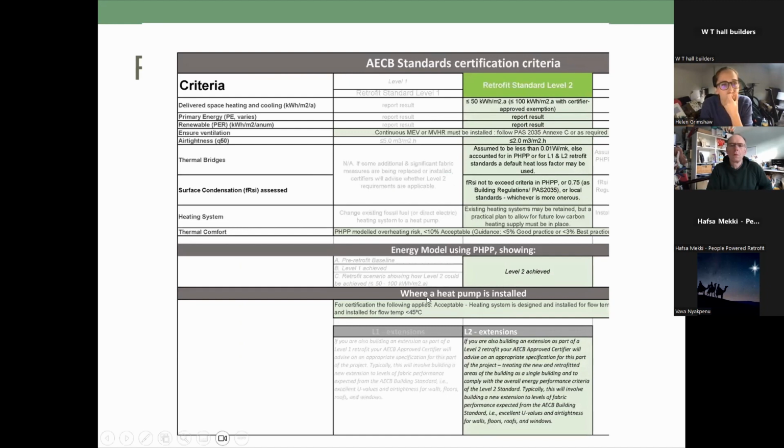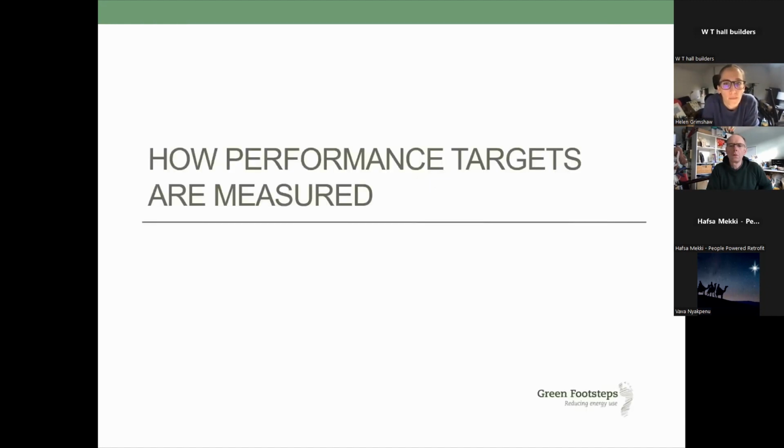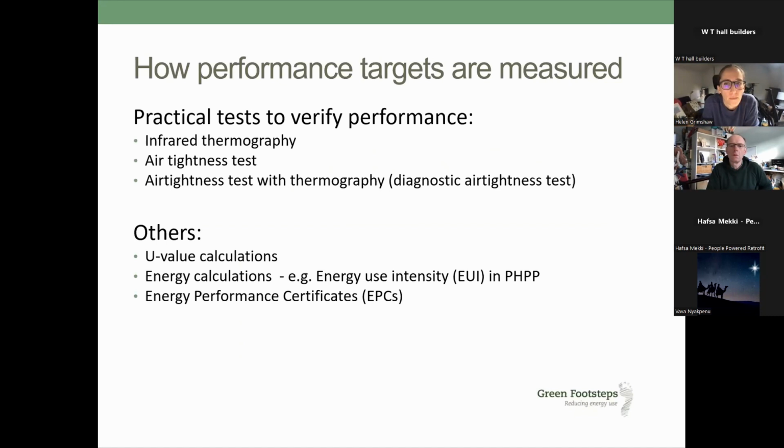I've covered the level 2 stuff that we're talking about for the ACB standard, but just for clarification, it's 50 kilowatt hours is the normal standard for the delivered space heating. Okay, so on to how they're measured.